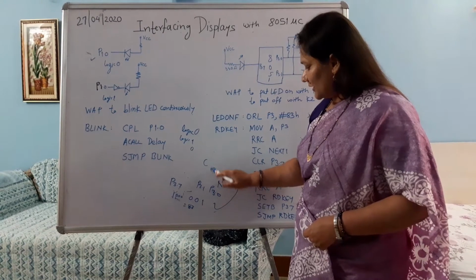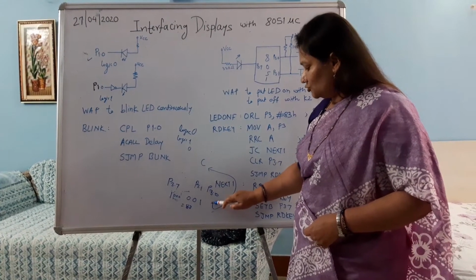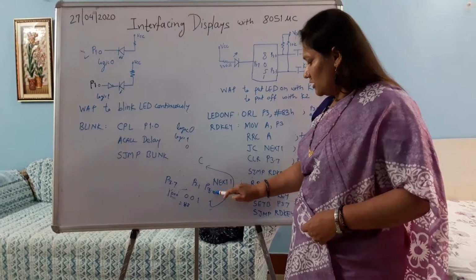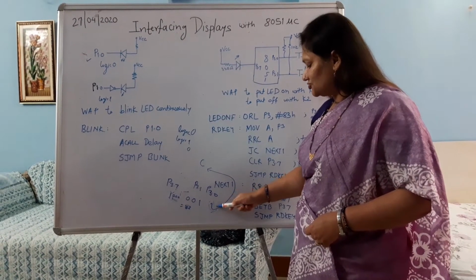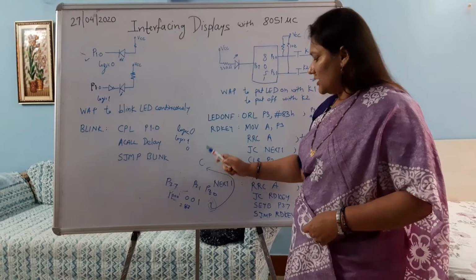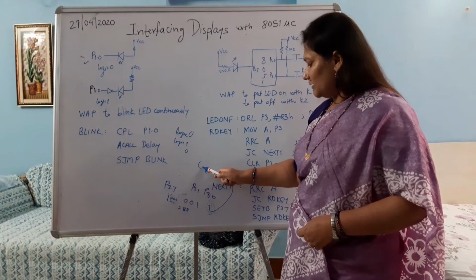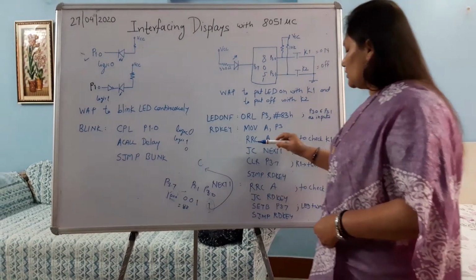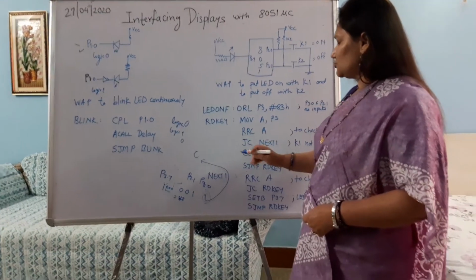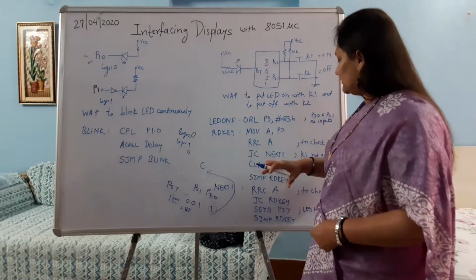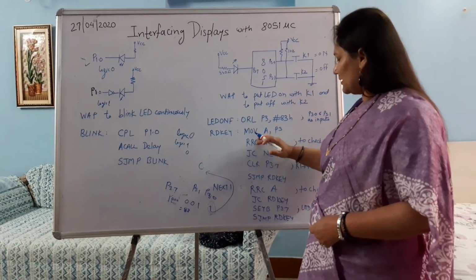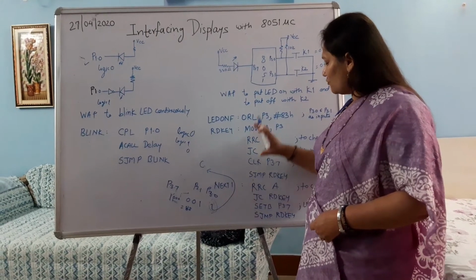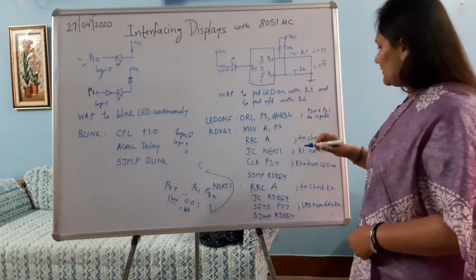So if we want to check the status of port 3.0, with one RRC you can check the status of the carry bit, and by checking the carry bit you will come to know whether it is 1 or not. You can use some other instructions also. You can get the contents of P3 in the accumulator and compare with one or something, but that will take more instructions and occupy more memory.